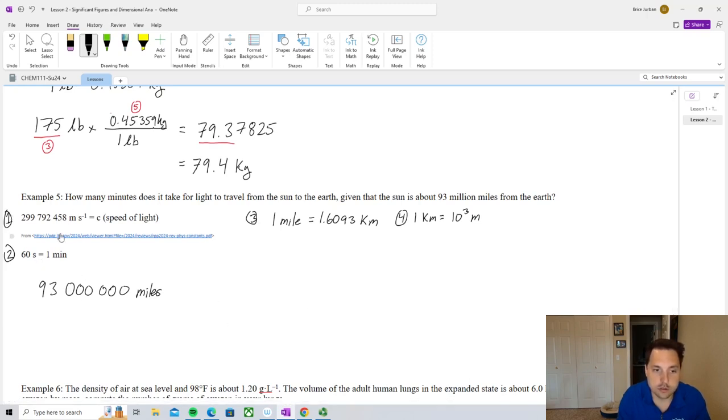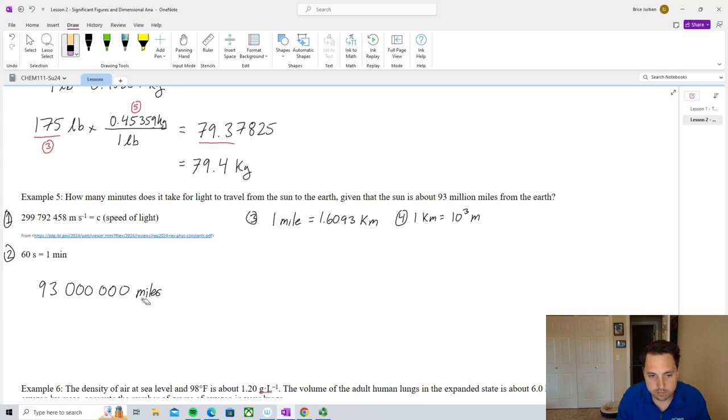The first two, 1 and 2, are exact. Conversion factor 4 is also exact. Conversion factor 3, I believe, is an approximate. But here we have 93 million miles, so our number of sig figs is only equal to 2 here. 2 sig figs. So we're going to round everything at the end to 2 sig figs.